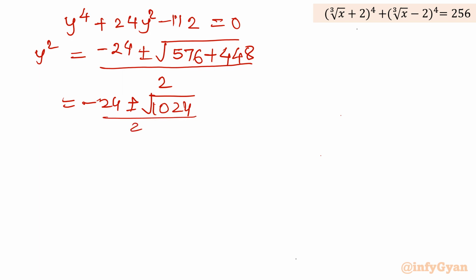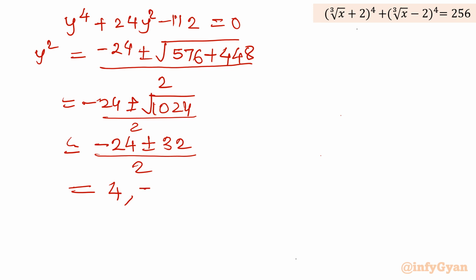If you talk about the square root, it is 32. Check 32 square, it is 1024. If I consider the plus sign in between, 32 minus 24, 8 over 2, 4. If you consider the minus sign in between, minus 24 minus 32, minus 56 over 2, minus 28. And this is your y square. Remember what was our substitution? y is equal to cube root of x.